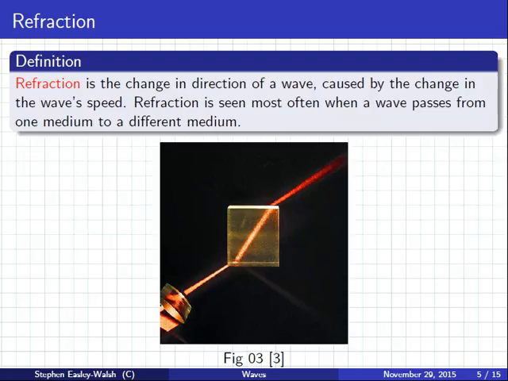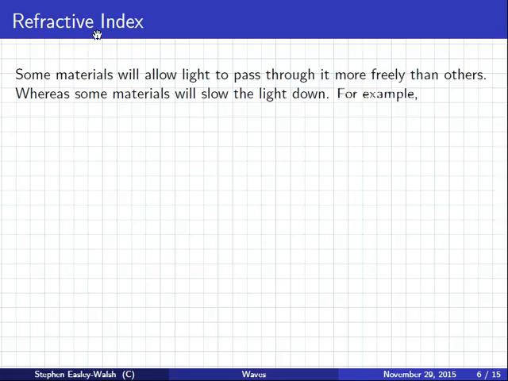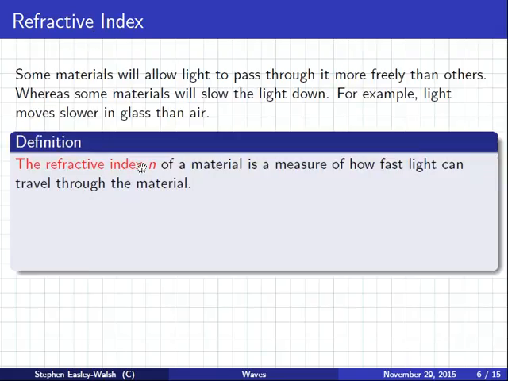So remember I said because it's travelling through the glass, it's travelling slower. So we have this concept called refractive index. For some materials it's easy for the light to travel through, and for some it's harder. For air, it's very easy for the light to travel through, so it doesn't really slow down. But for glass or water, it slows down a little bit. We use refractive index to measure how much it slows down. Refractive index is how fast the light can travel through the material.